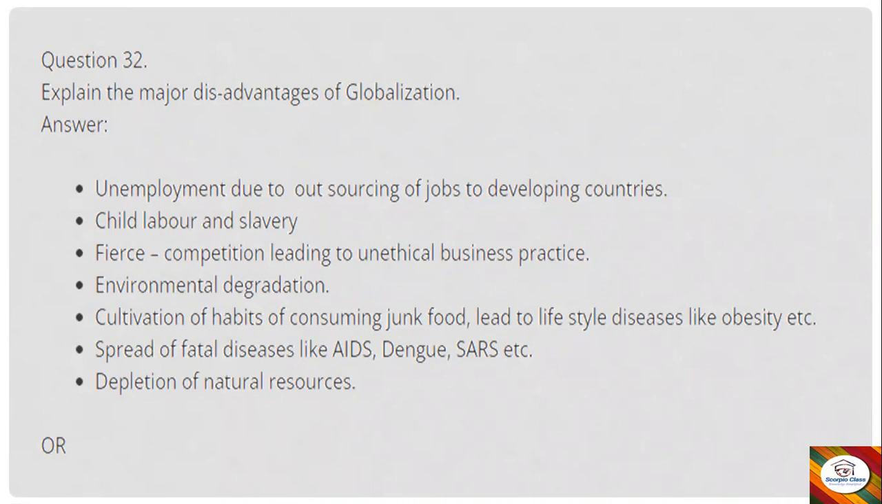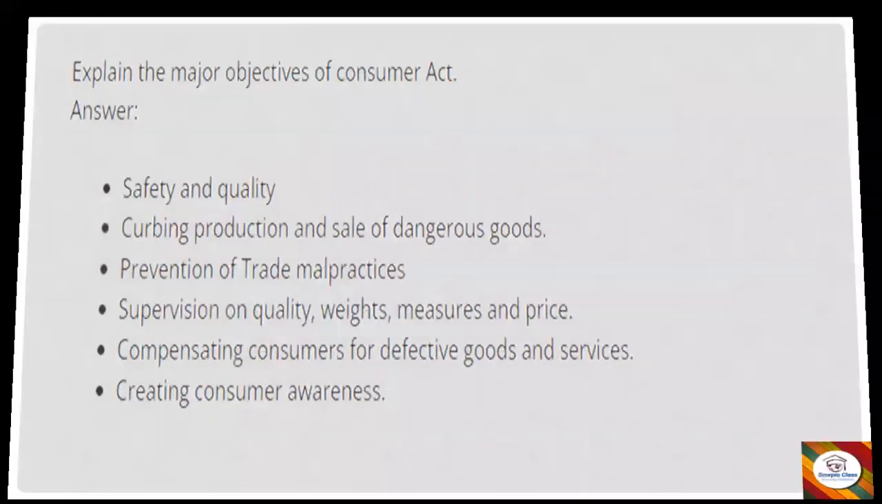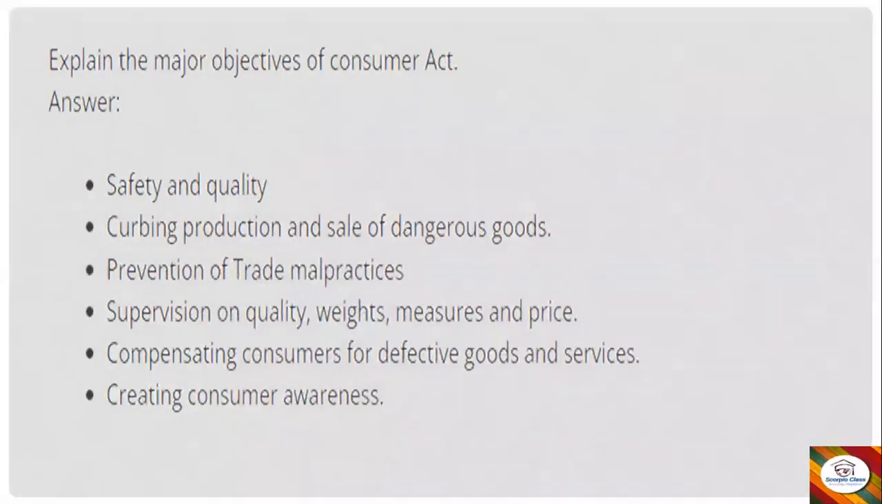Now, the next internal choice question under this is: explain the major objectives of the Consumer Act. The main objectives are safety and quality, curbing production and sale of dangerous goods, prevention of trade malpractices, supervision on quality, weights, measures, and price, compensating consumers for defective goods and services, and creating consumer awareness.